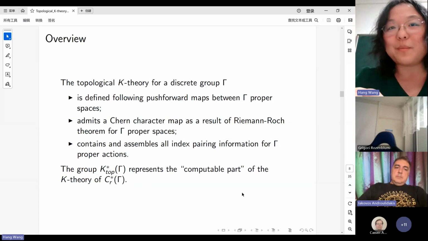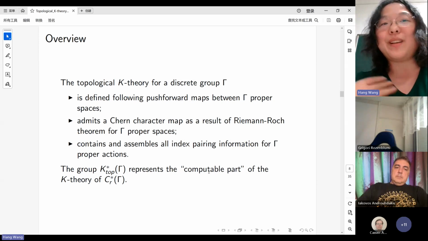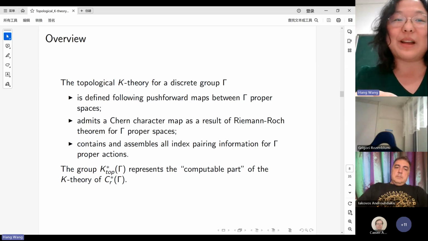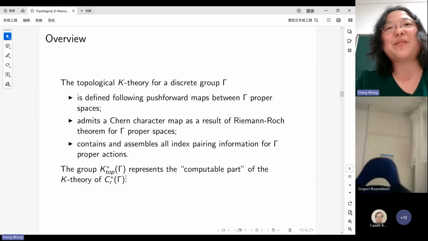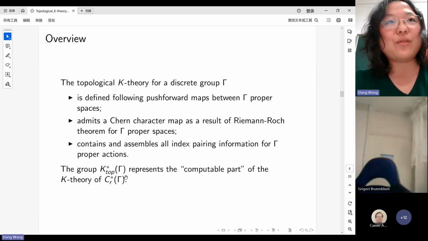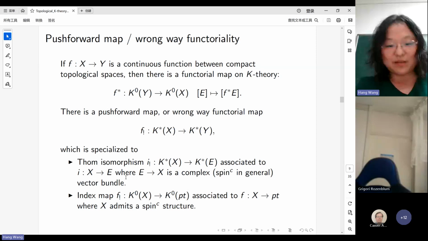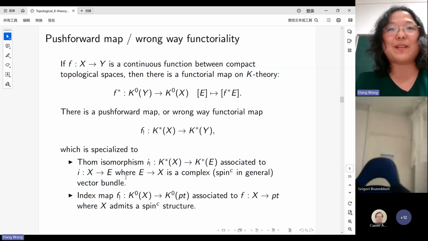Computable means that you can compute it in terms of index theory. So in some sense, this left-hand side, this topological K-theory for gamma, is something very local. It's a computable thing. Okay, so now let us see how the topological K-theory for gamma is defined.